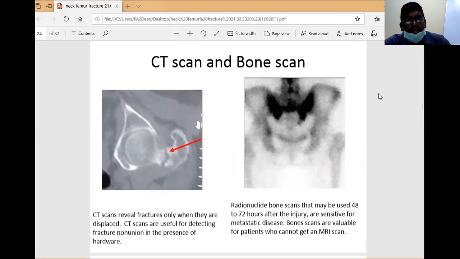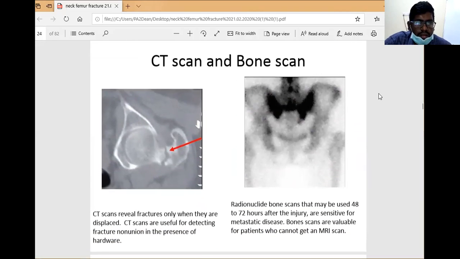CT scan is done in detecting non-union cases or occult fractures, associated acetabular fracture or other injuries, and to know the orientation of the fractures. And PET scan is useful if there is any suspicion of metastasis or if MRI is contraindicated.